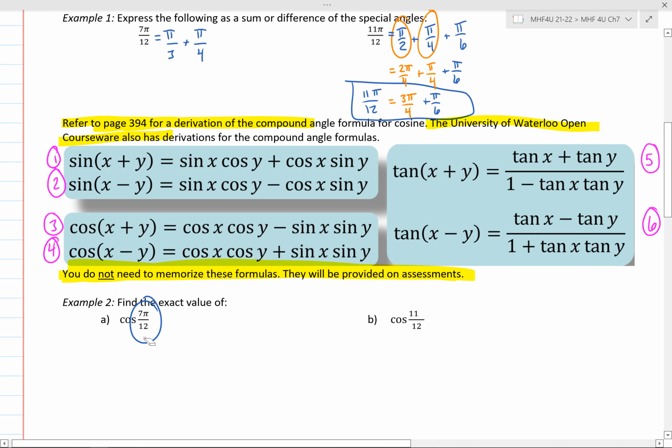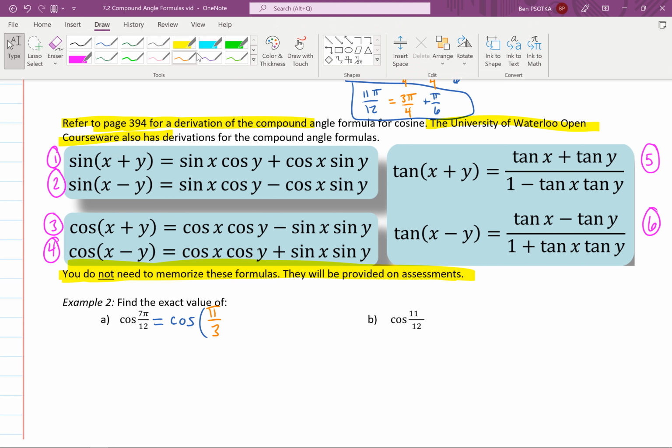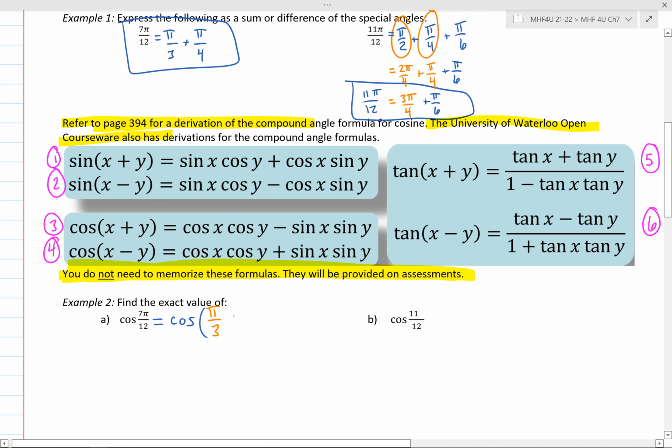So if we're working with the cosine of 7 pi over 12, thanks to our newfound skills, 7 pi over 12, what's that? Well, that's pi over 3 plus pi over 4. So we'll work with that here. So the cosine of 7 pi over 12 is equal to the cosine of pi over 3 plus pi over 4. Bear with me here while I color code this. Now, this pi over 3 plus pi over 4, we notice it's a sum of 2 angles within a cosine function.